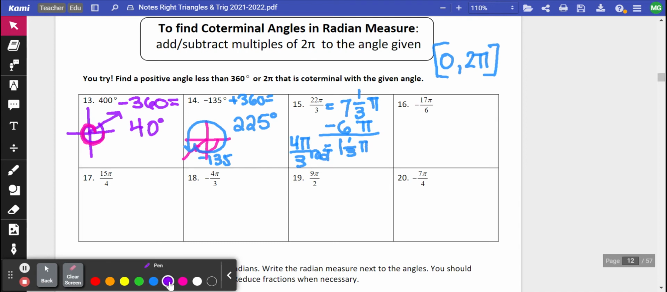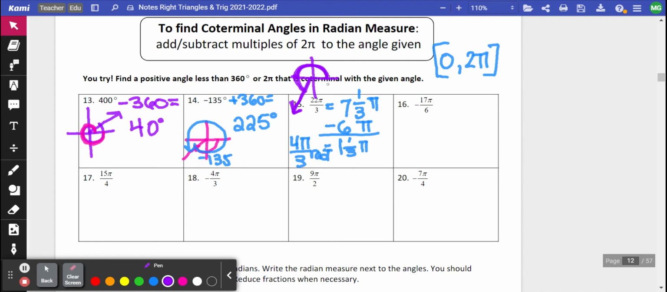Okay, now just so you know, what does this look like? I'm going to do it right over here. Here's 1 pi. So 1 1/3 pi would be right about here. Okay, because remember, 1 pi is a semicircle. It's halfway, it's 180 degrees. And 1/3 pi would bring us 1/3 of the way around the other half circle.